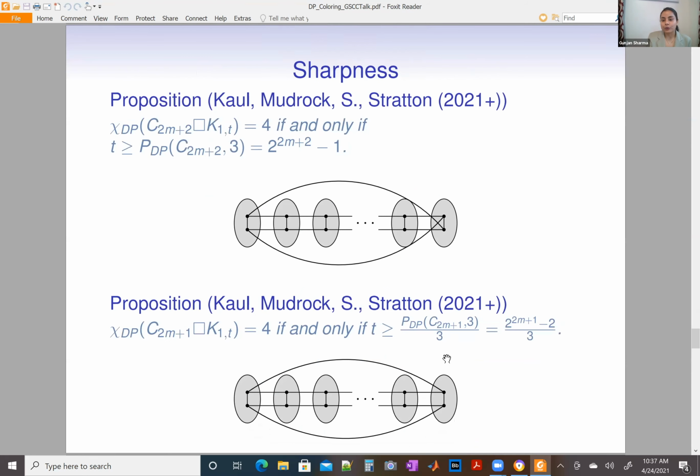And also one more thing, as you can see, for odd cycles we obtain the upper bound quicker than we do for even cycles. So that is an interesting fact there.